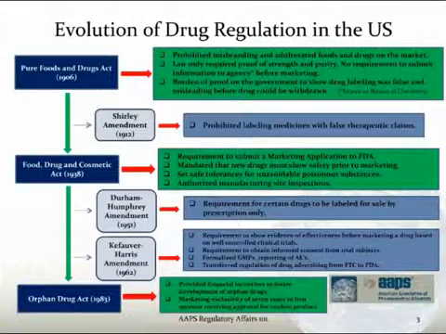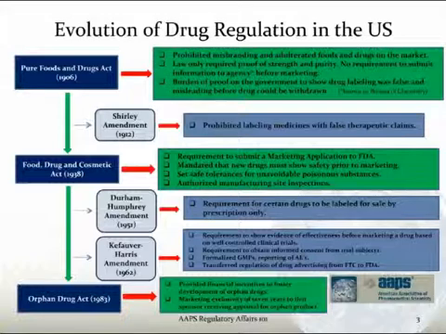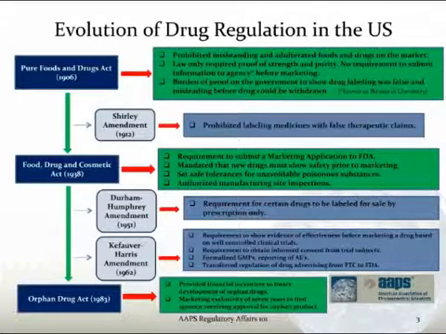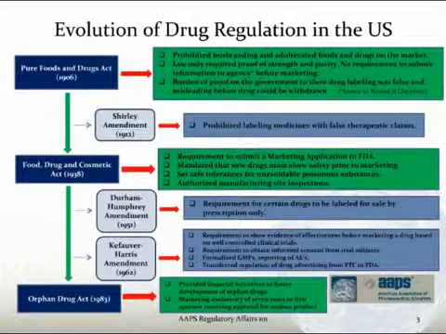Several amendments to this act came about in the following years since its passage originally in 1938. The Durham-Humphrey Amendment in 1951 required that certain drugs be labeled for sale by prescription only. And then following that, the Kefauver-Harris Amendment came about in 1962 due to what some of us know as the thalidomide tragedy, requiring evidence of effectiveness from well-controlled clinical trials to be shown prior to marketing a drug.